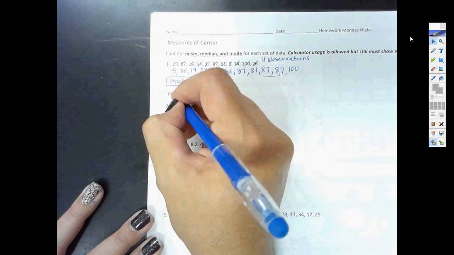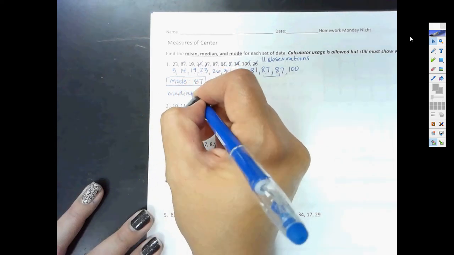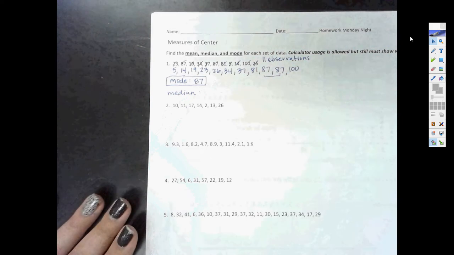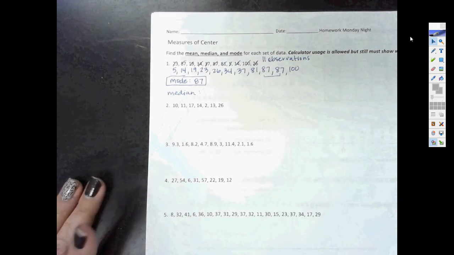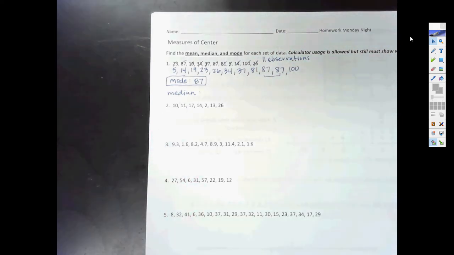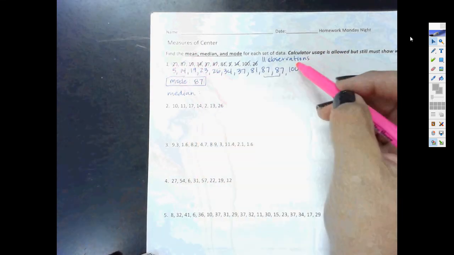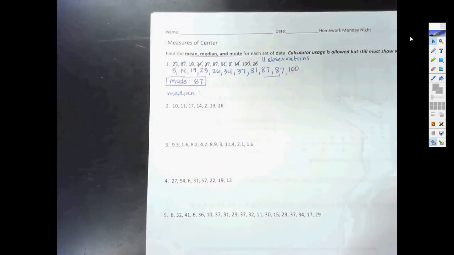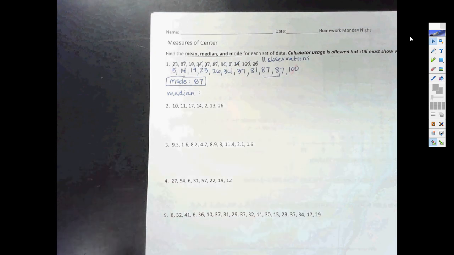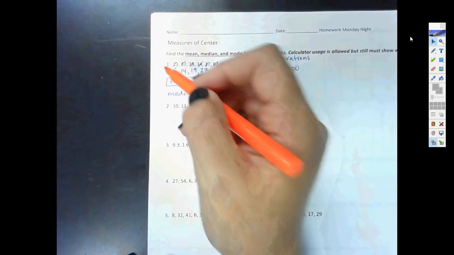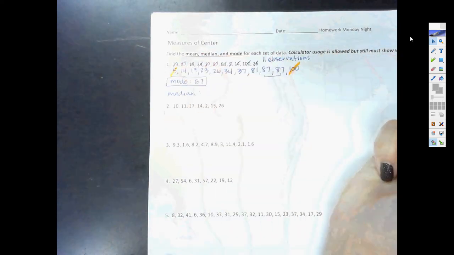The median is the number that is in the middle, and since I have an odd data set, I should have one number in the middle. So it's easier if you take a pair off the front and the back. I can't really see that highlighter. If we take one off the front and the back and work our way to the middle. Is that better?